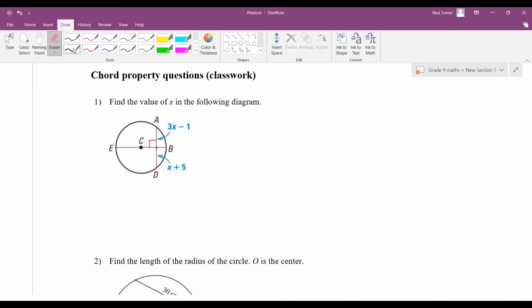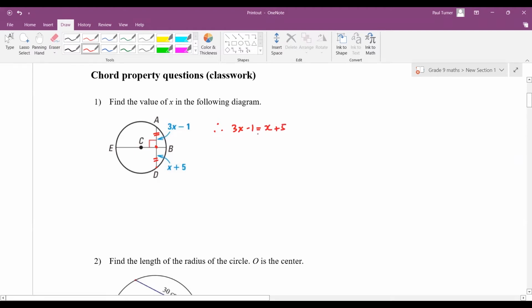In question 1, we've got this line EB. Now this line passes through the center and it makes a right angle with the chord AD. So if that's the case, we can say that this length here is equal to this length here. So we could say, therefore, 3x minus 1 is equal to x plus 5.